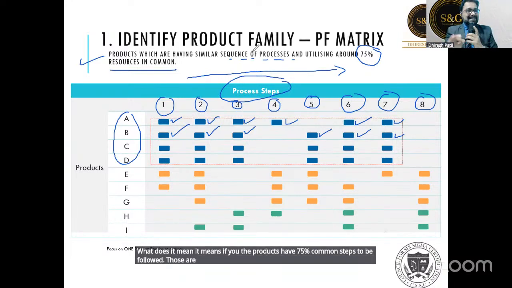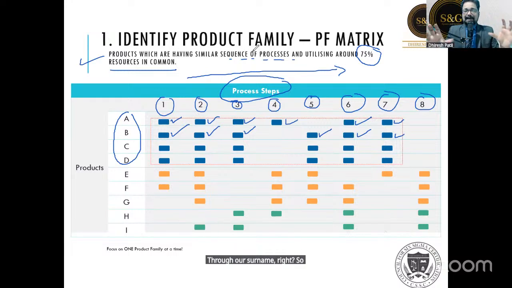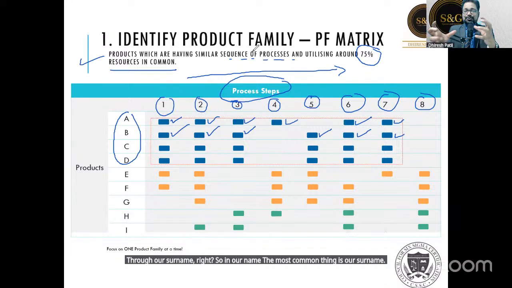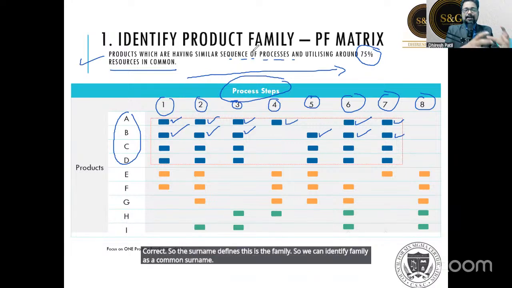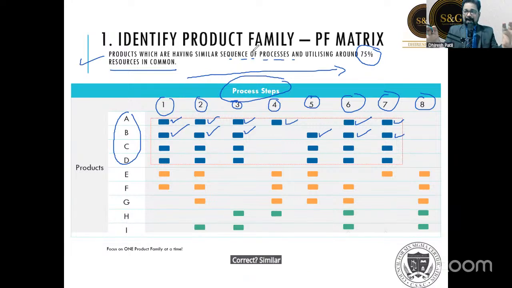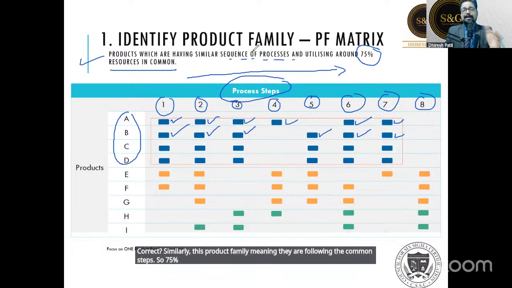product family. It's just like, for example, how do we identify our own family? Through our surname, right? So in our name, the most common thing is our surname, correct? So the surname defines this is the family. So we can identify a family by a common surname, correct? Similarly, this product family means they are following the common steps. So 75% common steps makes the product family.